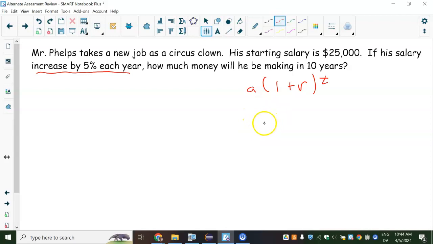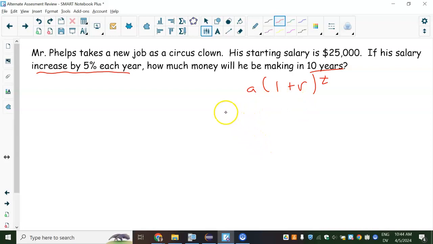Okay, so I'm just reading this over and I realize this question's kind of poor, because after 10 years, has he got 10 raises or 9 raises? Yeah, I feel like that's kind of tricky to know. Maybe I should have put at the start of the 11th year or something like that.